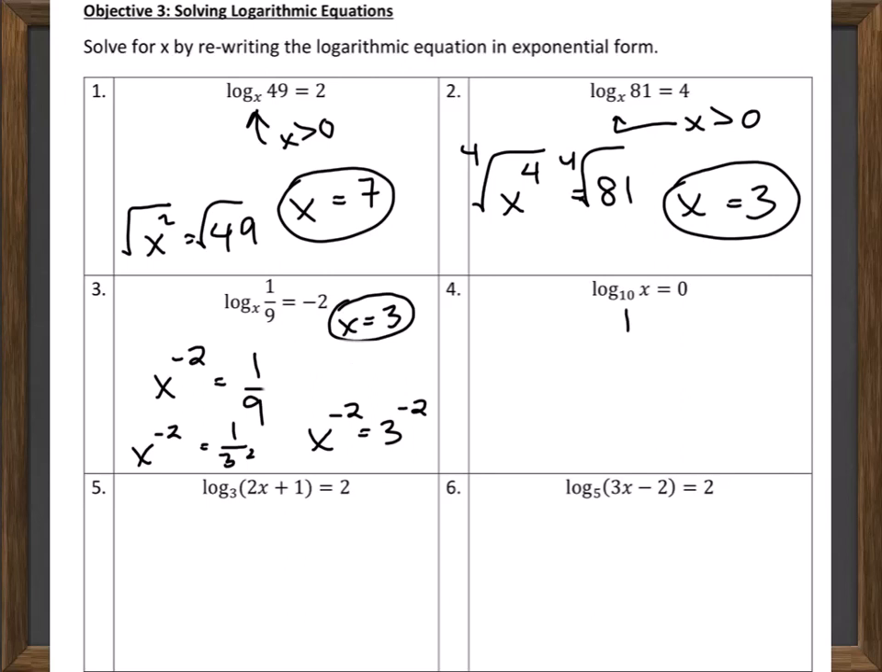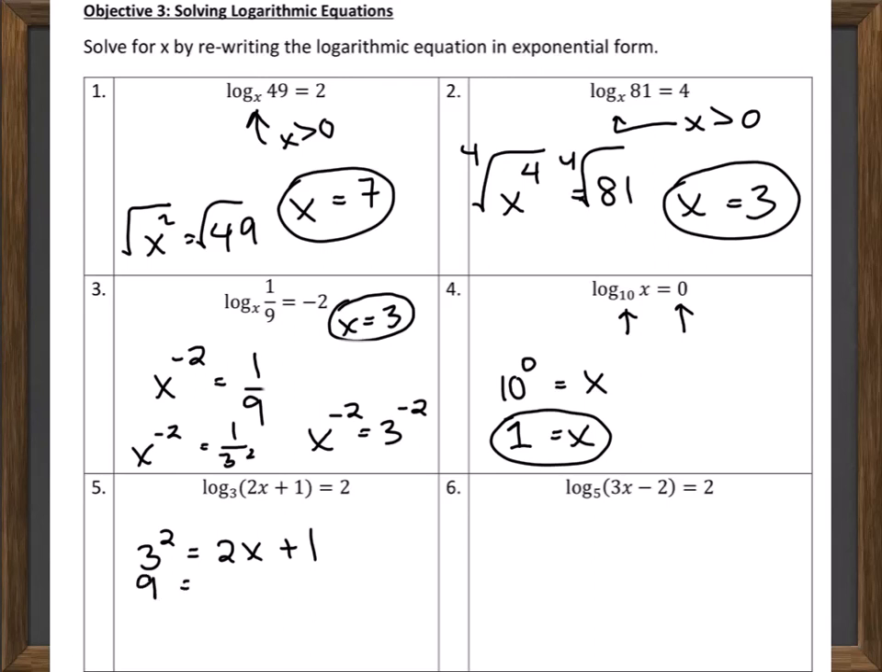All right, let's keep going. So we have the base of 10, so the base is 10. The exponent is 0, so we have 10 to the 0 power equals something. You might remember anything to the 0 power, except for 0 itself, is equal to 1. So x is equal to 1. All right, let's keep going. So now we have 3 raised to the 2nd power is equal to 2x plus 1. 3 squared is equal to 9, so we have 9 equals 2x plus 1. We can solve this by subtracting 1 from both sides and then dividing both sides by 2, and we find out that x is equal to 4.